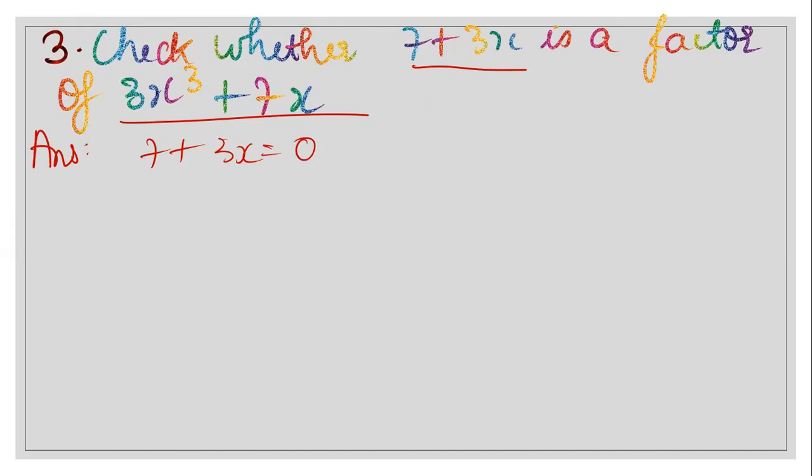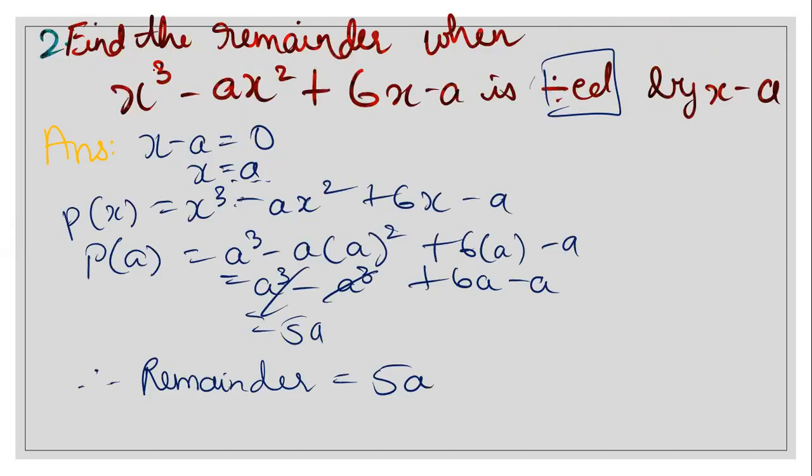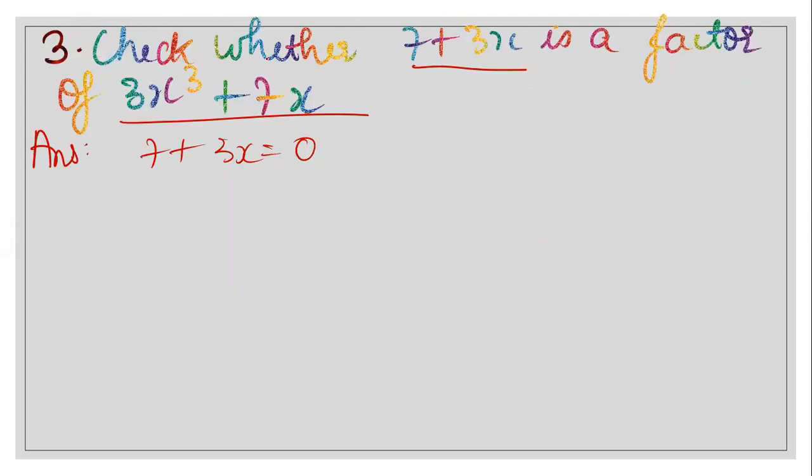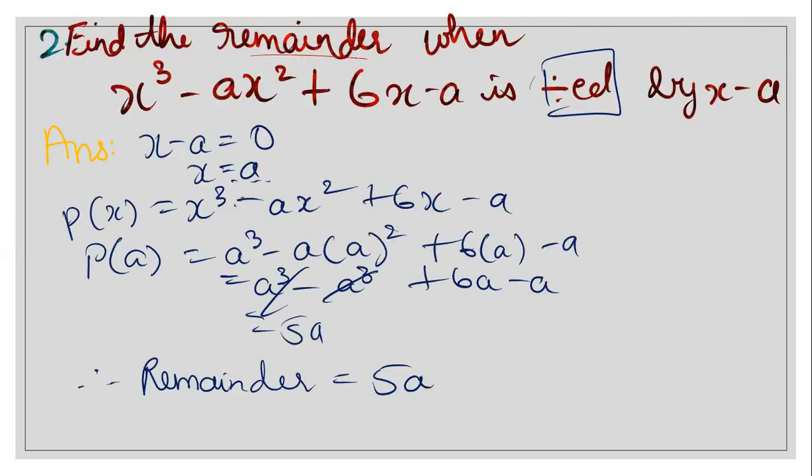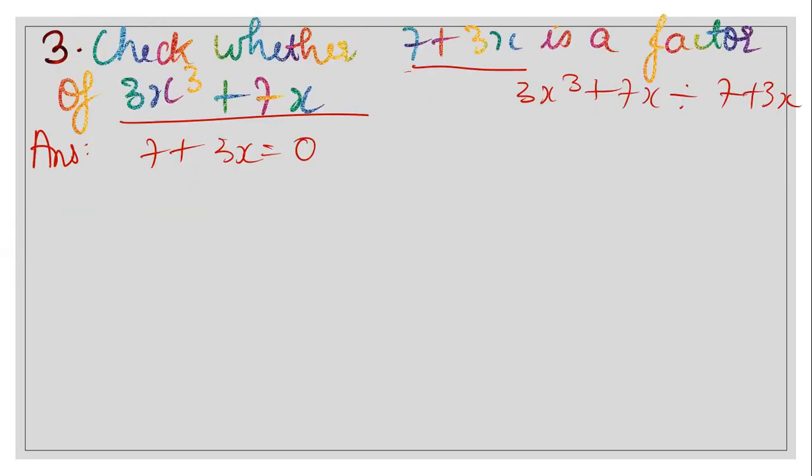You can either use the long division method, that is, for the previous question you can divide and check what your remainder is. For this one also you can divide 3x cube plus 7x by 7 plus 3x and check whether it's a factor or not. If you get your remainder as 0, that means it's a factor. But I'm suggesting an easier method: you can go for the remainder theorem, which we used in the previous question, as well as in this question. So let's use this now.